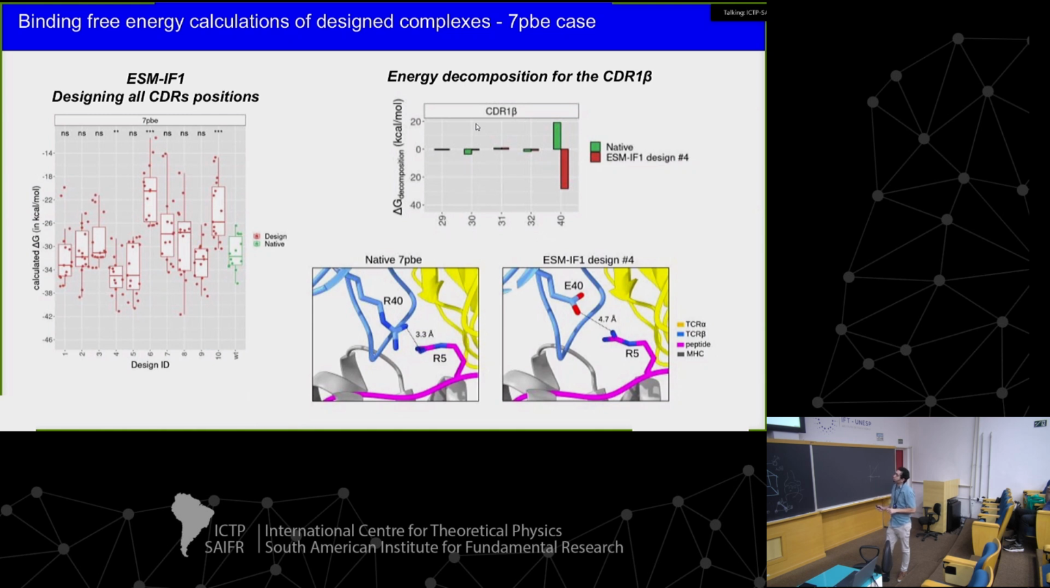The explanation for this is that in the native structure, in a CDR, not the CDR3, in another CDR, I think it's the CDR1, there is this repulsive interaction between two arginines. And ESM-IF1 predicts a glutamic acid here, improving the interaction, as you can see in the composition of energies for this position.